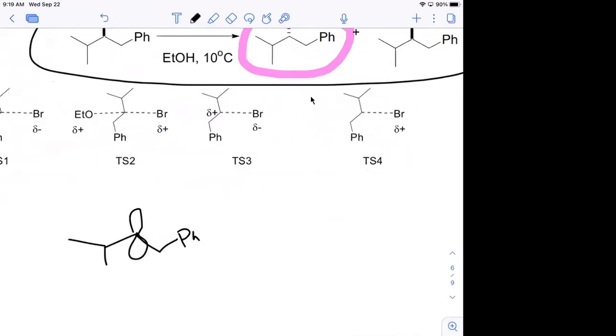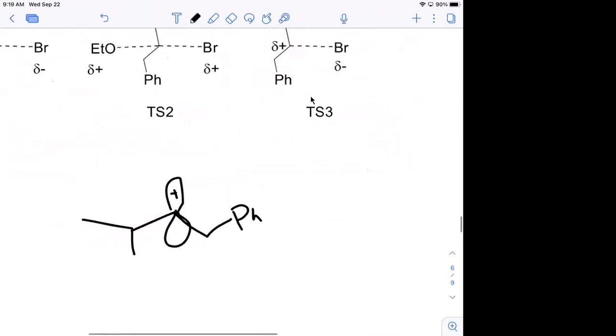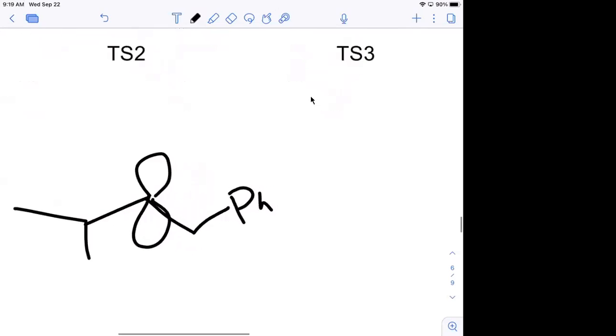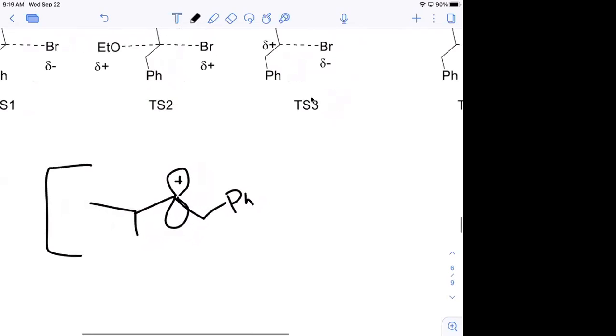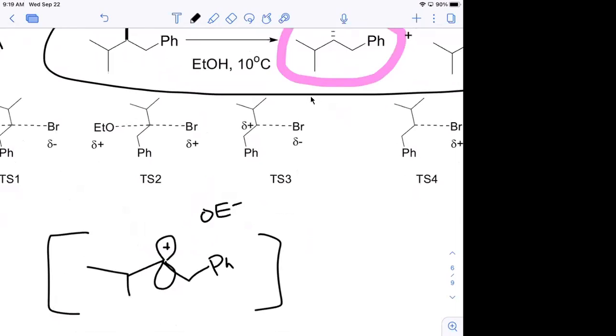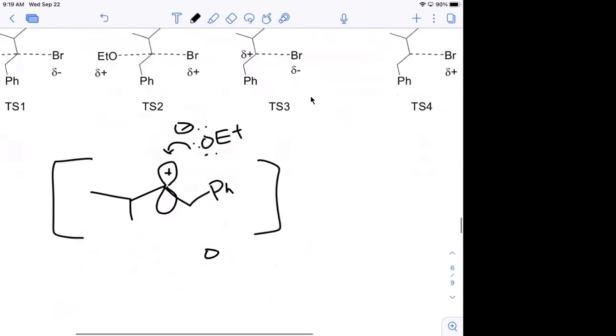Right, that carbocation is actually an empty p orbital. So when my nucleophile comes in, I can't draw a plus sign, I'm about to retire. All right, when that nucleophile comes in, what's the nucleophile? Ethoxide. Right, it can attack from here or here.